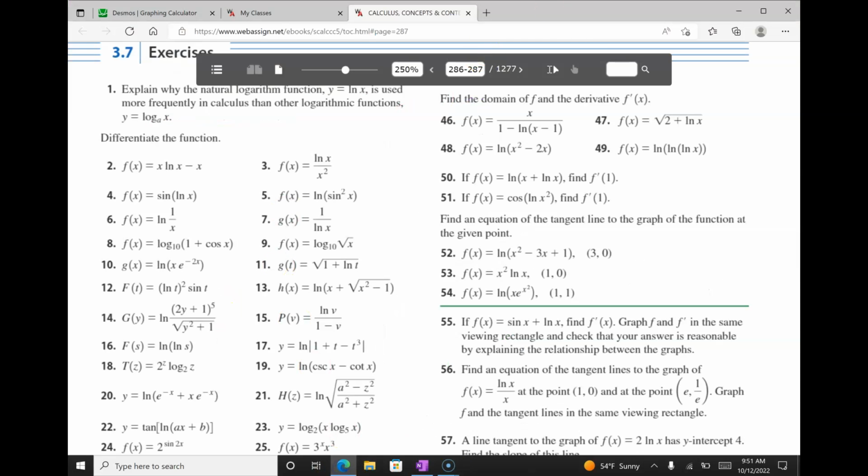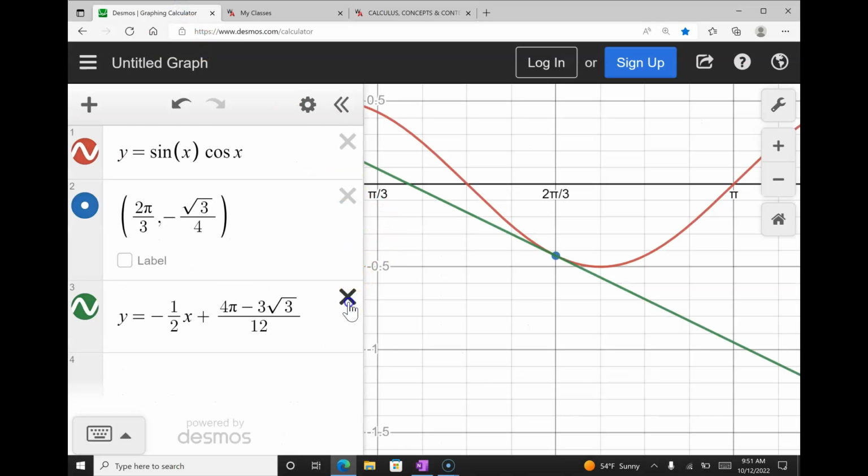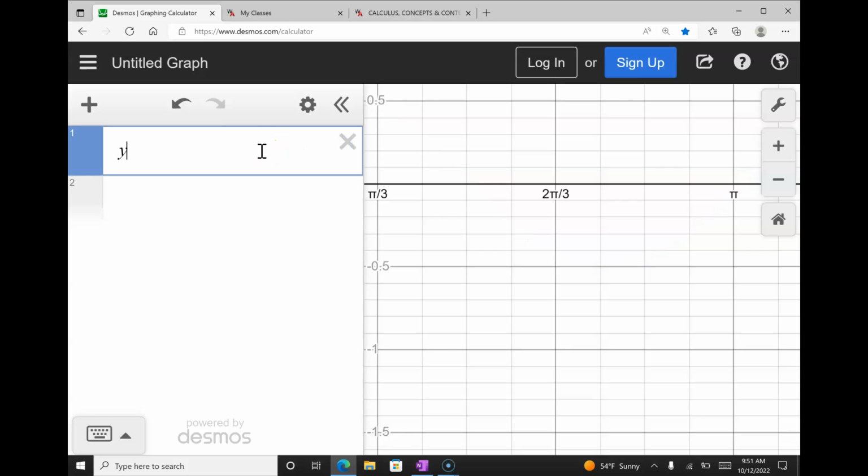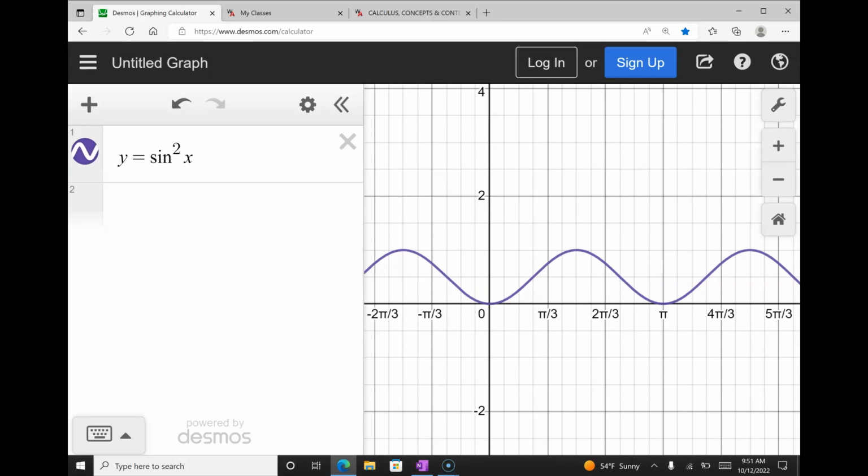Desmos investigation. Y equals sine squared x, right? Yes, you with me? Notice it looks like sine, but everything's positive now, right? It's also a little bit steeper than regular sine.